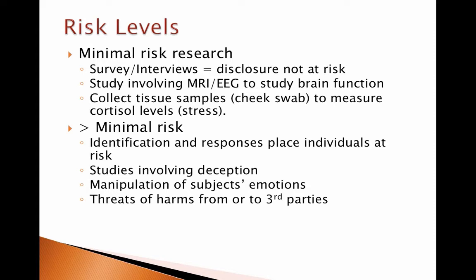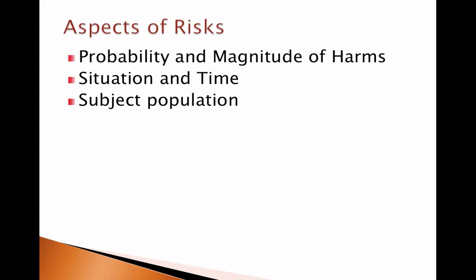Greater than minimal risk research could involve identification and responses that place individuals at risk, studies involving deceptions, manipulation of subjects' emotions, and threats of harms from or to third parties. This slide showed the different aspects of risks. When assessing risks associated with participation in a research study, there are two distinct elements of risk that need to be considered. One is the probability of harm, the likelihood that a specific harm might occur.